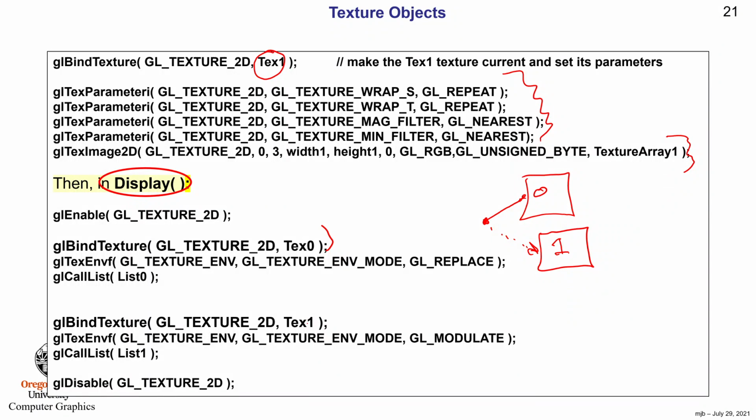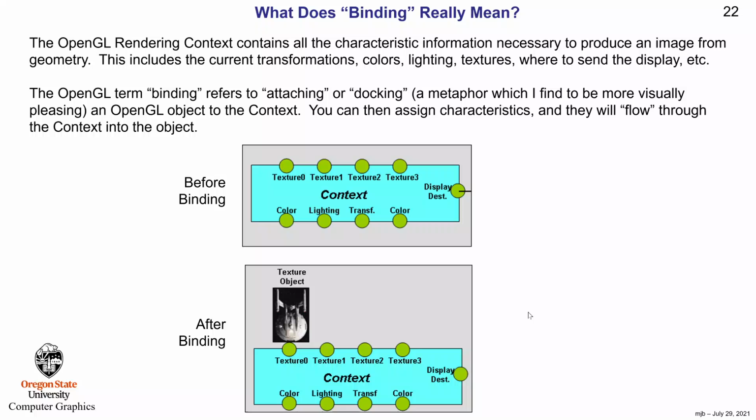Yeah, in some ways this is very much like doing display lists. You do have to tell it how to use the texture, which is typically either replace or modulate. But other than that, you don't have to repeat any texture information. It's already there. So this is great. Now, what does binding actually mean?